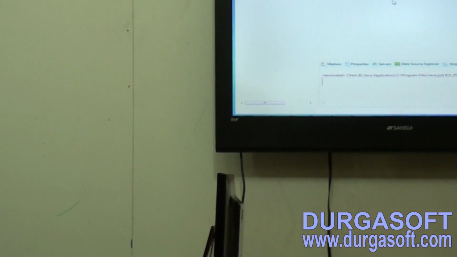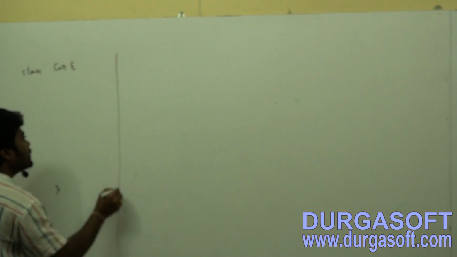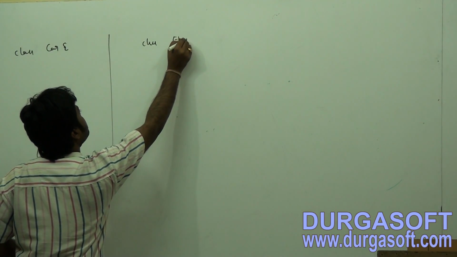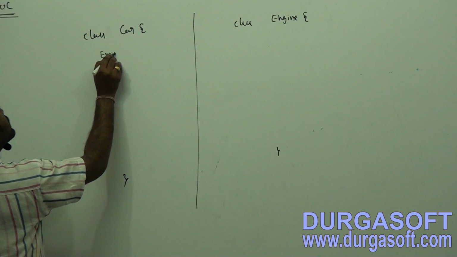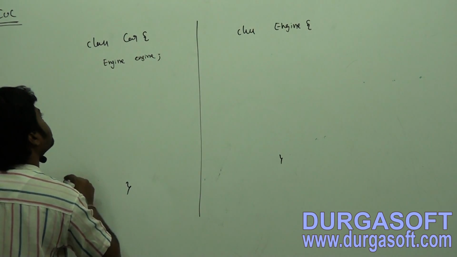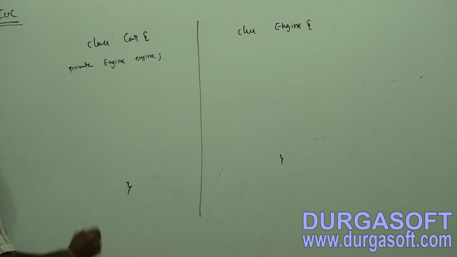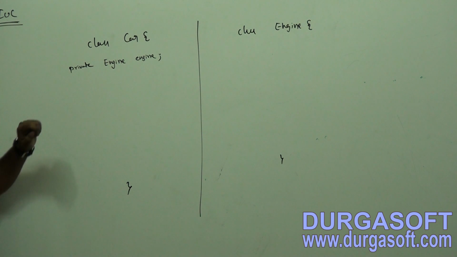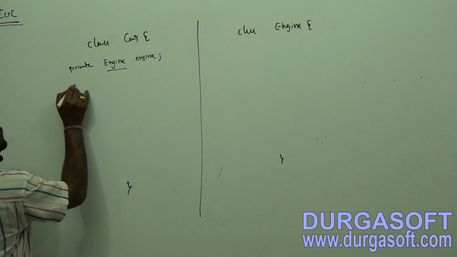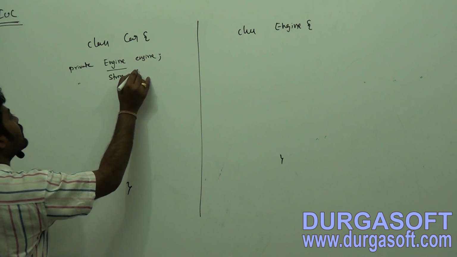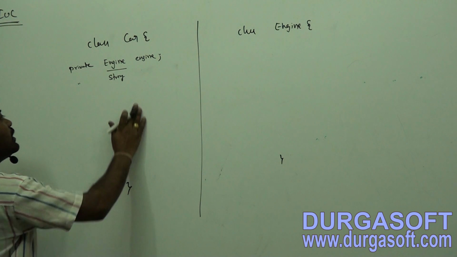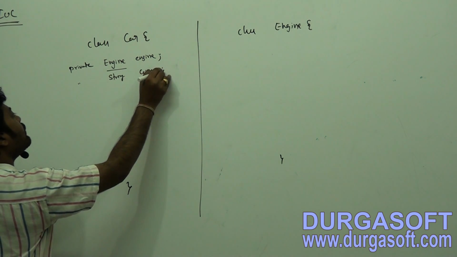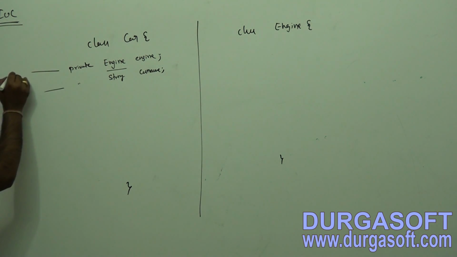Suppose you have a class Car, and that Car class has a dependency on Engine. If you have an engine association in the Car class, Car has one secondary data type association here, and a string car name. Here I have two fields, one car name and one engine. Car name is a primitive type, and this engine is a secondary type.